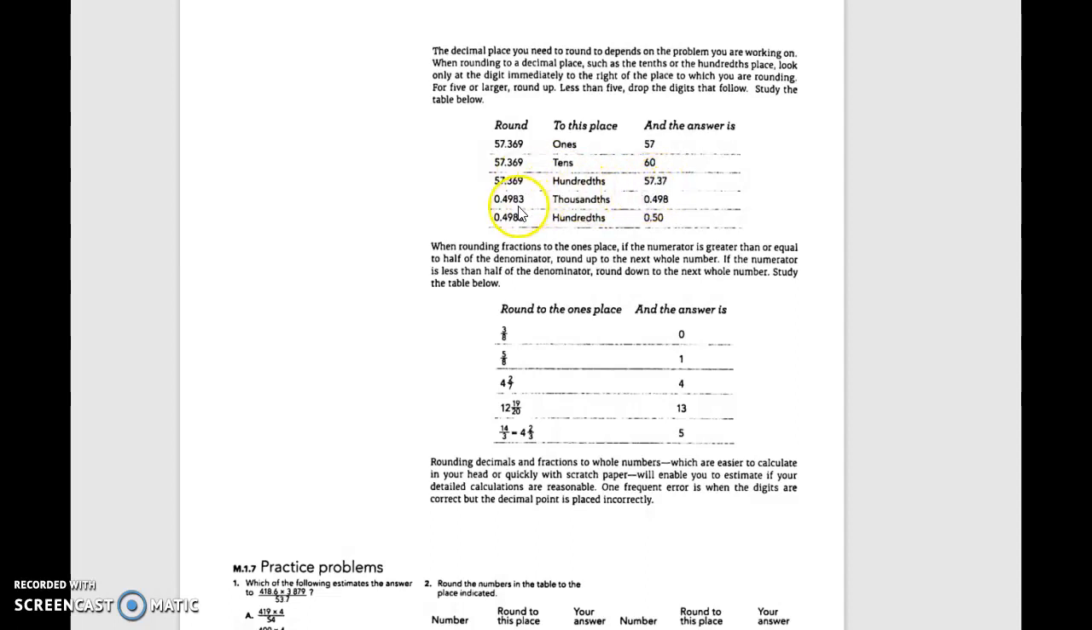Then we go down here and look at the next one. We want to round to the thousandths. Well, the thousandth is the third digit to the right of a decimal point, which is an 8. We've got to look to the next one, which is the ten-thousandths place. It's a 3. So the rule says if it's less than 5, we just drop everything. So we're going to drop the 3 and only have 0.498 as our final answer.